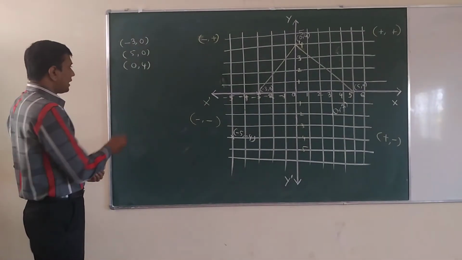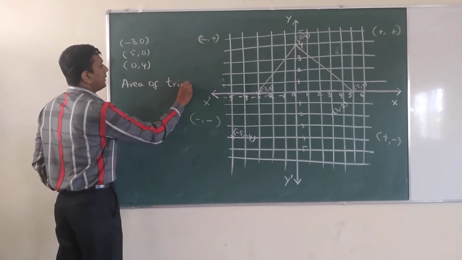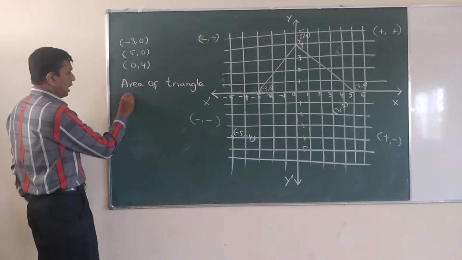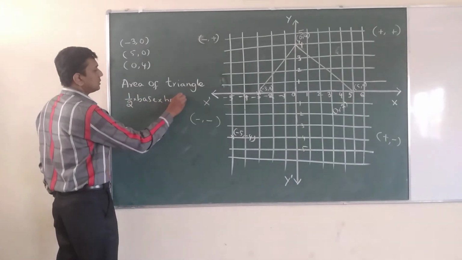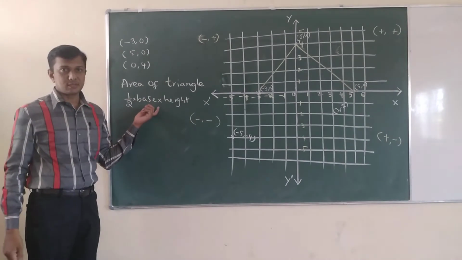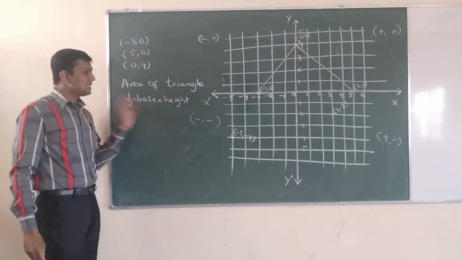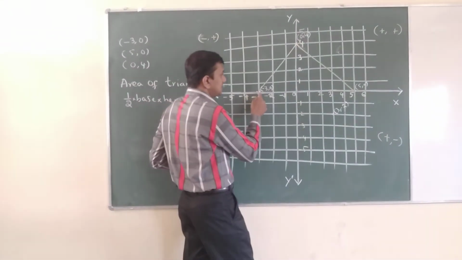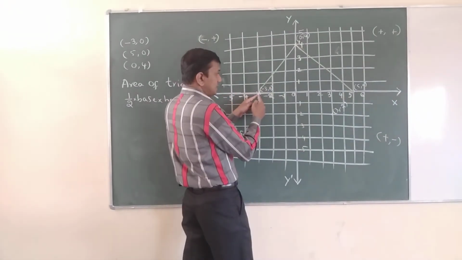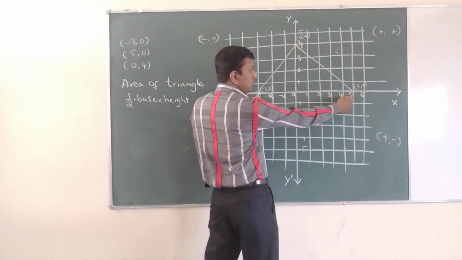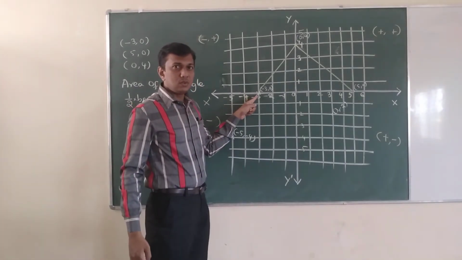So what is the formula for the area of a triangle? Area of a triangle is half into base into height. Now base and height are values that we have to find through these coordinates only. Let us see. What is the base? We will calculate it first. This is the base of the triangle. We have to measure the length. Minus 3 is one end point, 5 is the other end point. How much is the distance between these two?